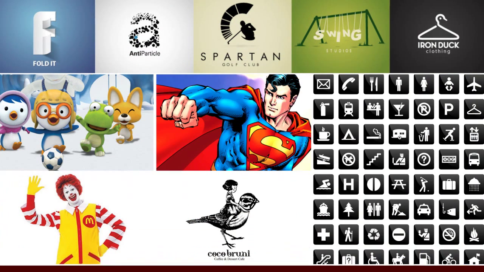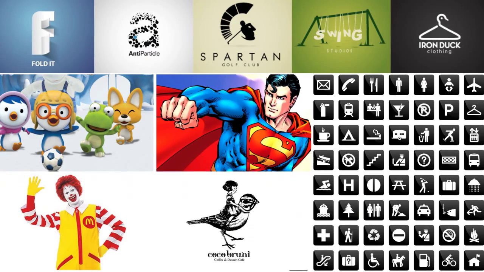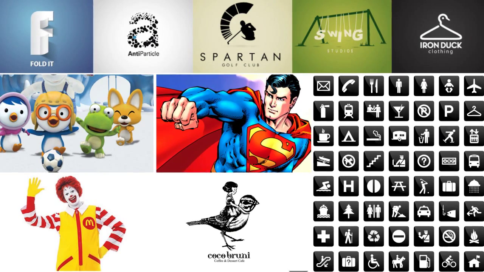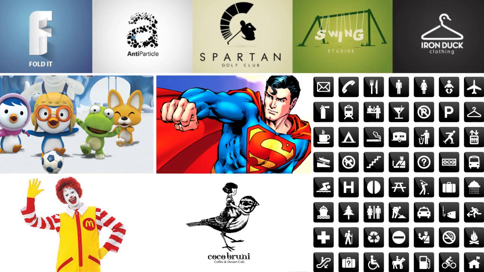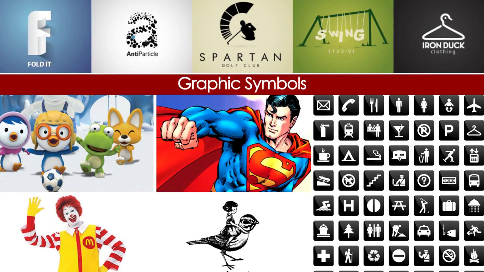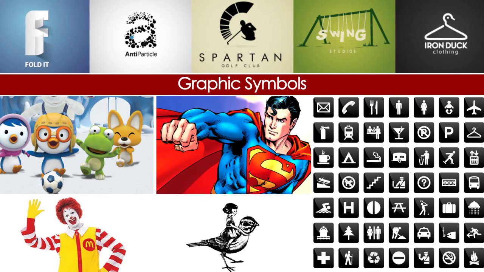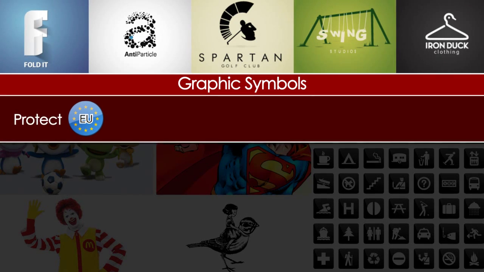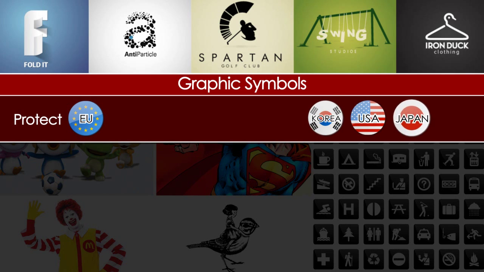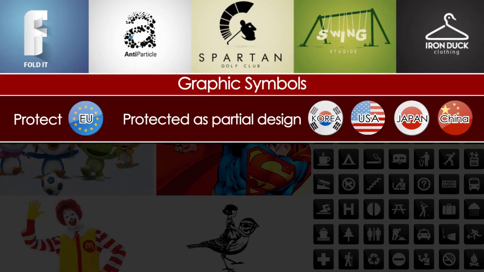2-dimensional images, such as illustrated signs or figures that indicate an object or idea like characters or logos, are called graphic symbols. Every country interprets graphic symbols differently. In the EU, graphic symbols are acknowledged as products and are protected. However, in Korea, the US, Japan, and China, graphic symbols are determined as part of a particular product, so they are protected as partial designs.